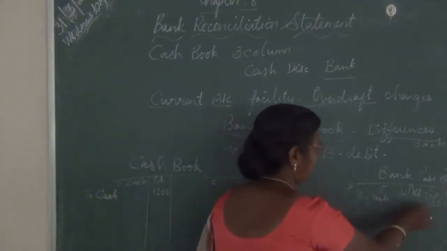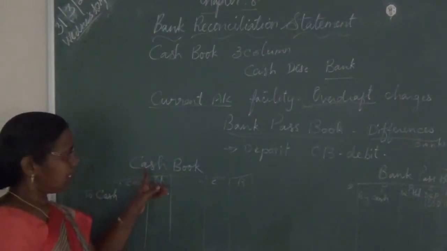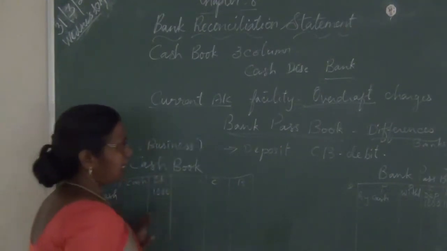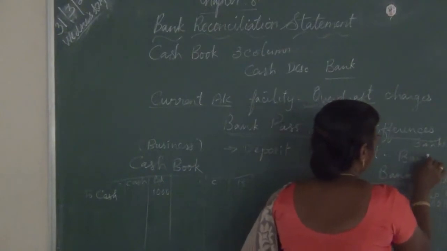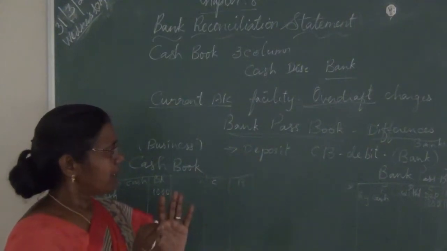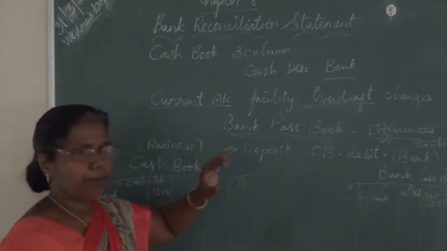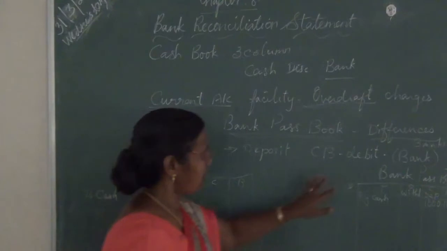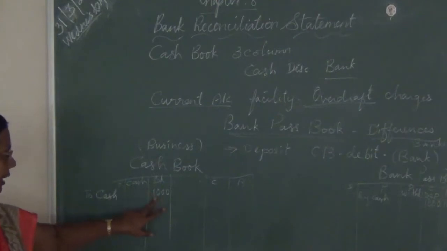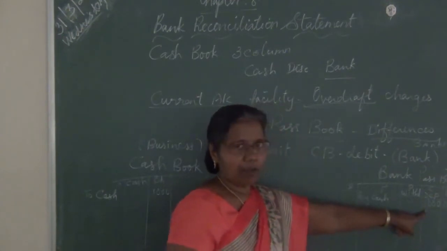So by cash we are crediting. Why this difference? The business people prepare the cash book, but the banker maintains the bank passbook. That is called the statement of customers. The customer's bank account is given as a statement, which we can call the bank passbook. When the business people debit the deposit into the bank, at the same time the bank people credit the deposit. Why? That I will explain.